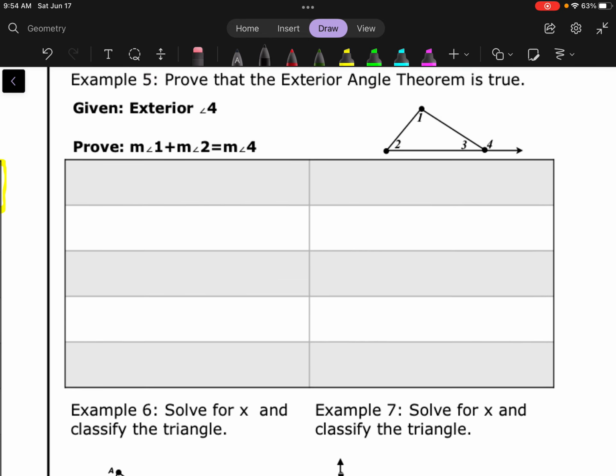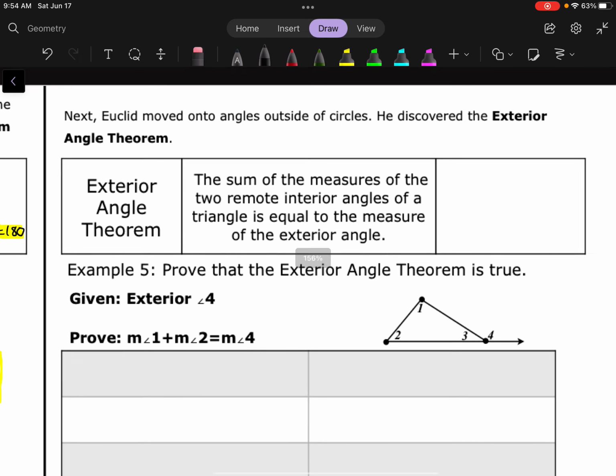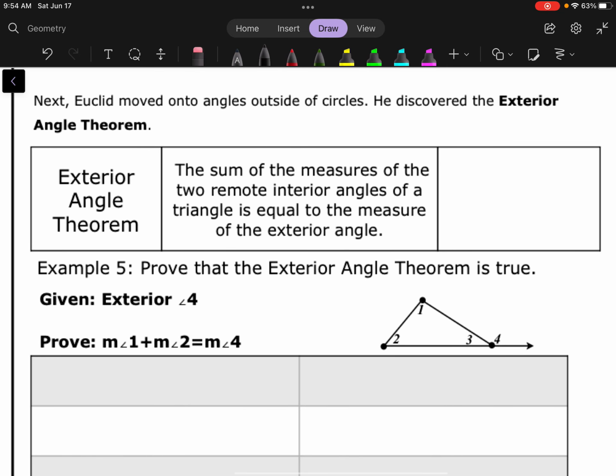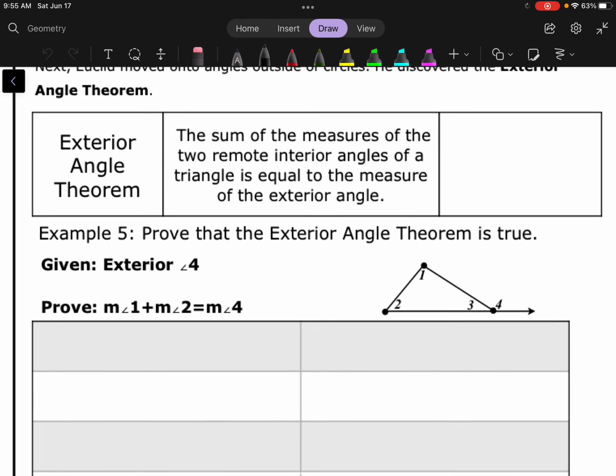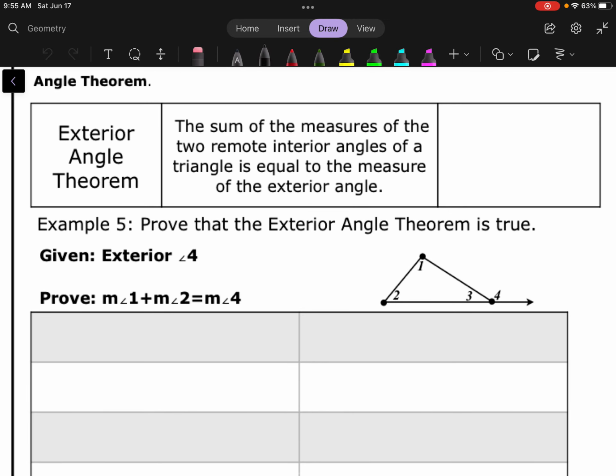All right, so let's go up to the top here. And this says, next, after looking at the interior angles, Euclid moved on to angles outside of the triangles. He discovered the exterior angle theorem. So what does the exterior angle theorem say? The exterior angle theorem says that the sum of the measures of the 2 remote interior angles of a triangle is equal to the measure of the exterior angle.